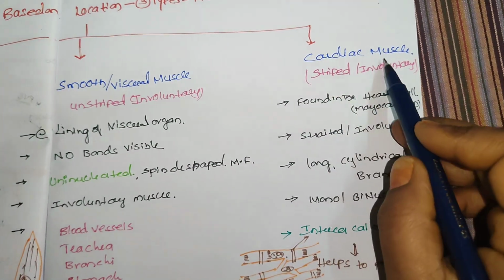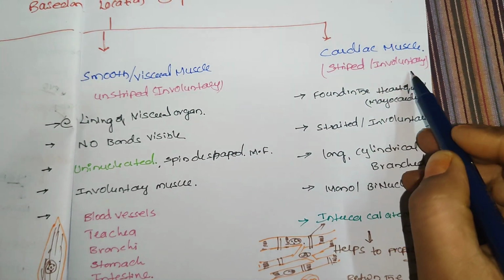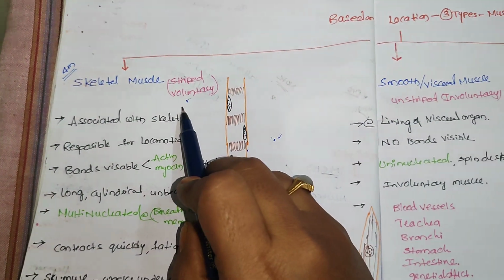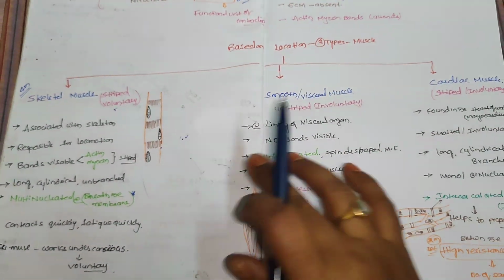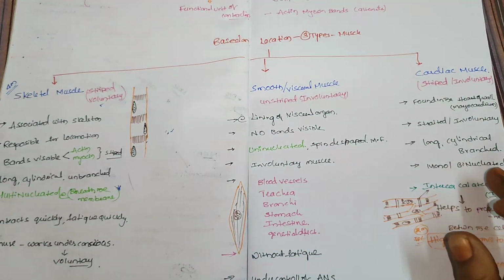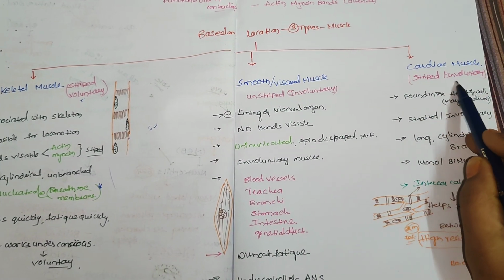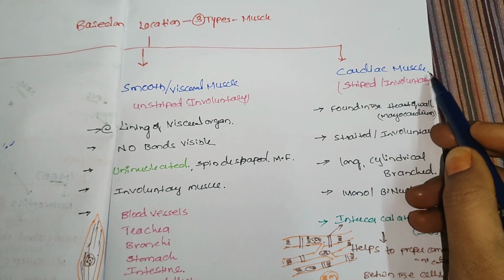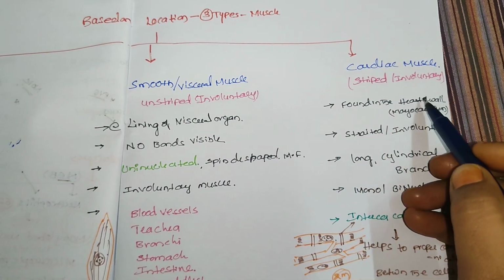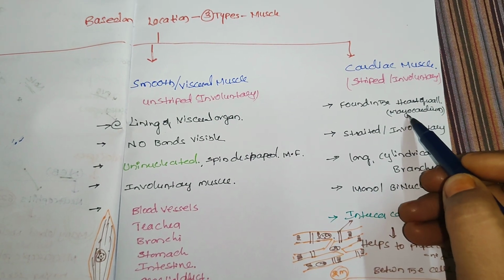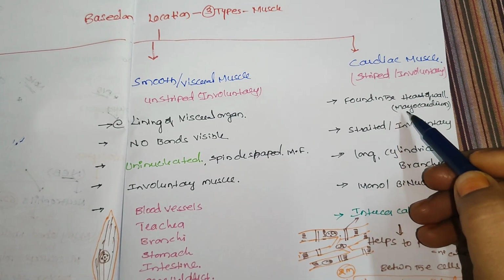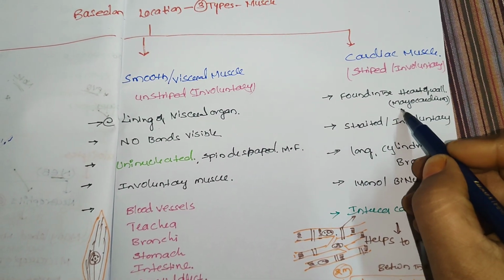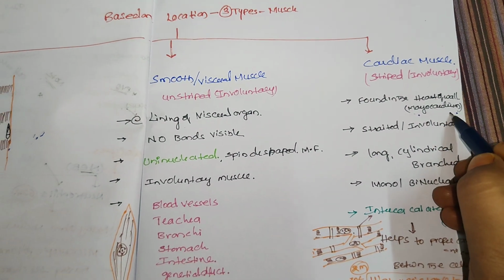Then the last one, cardiac muscle. It is also striped and involuntary. Don't get confused: cardiac is involuntary, skeletal is voluntary. The common thing is that both have stripes and bands, but this one is involuntary and this one is voluntary. Then where is the location of cardiac muscle? It is found in the heart wall. We have three types of walls: pericardium, myocardium, endocardium. The cardiac muscle is especially found in the myocardium, the middle wall of the heart.